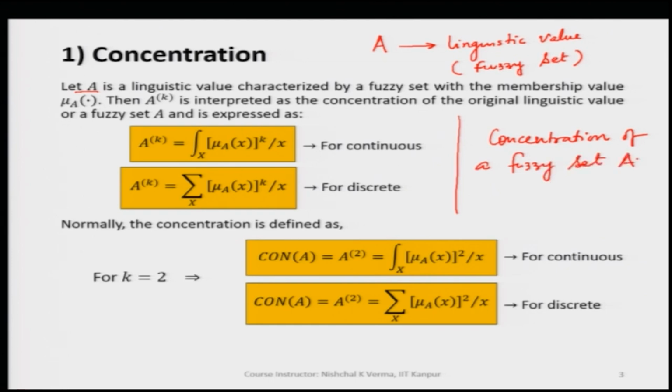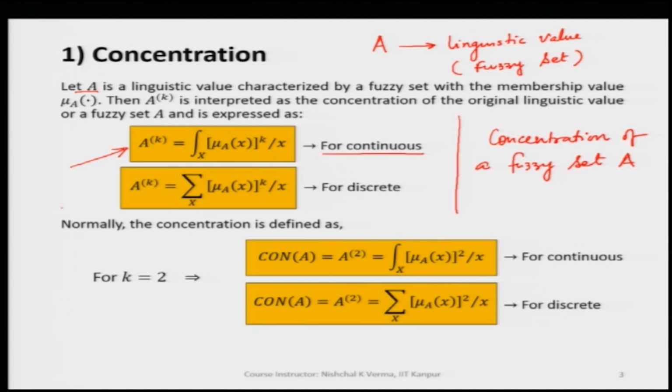The concentration of a fuzzy set A is normally represented by A raised to the power within bracket k. If it is a continuous fuzzy set which is being concentrated, then this will be represented by the integral sign, then the universe of discourse capital X, and then mu A of x, and since we have A of k, this k will be here as well. So, this way the concentration of A is represented by the expression A raised to the power within bracket k.